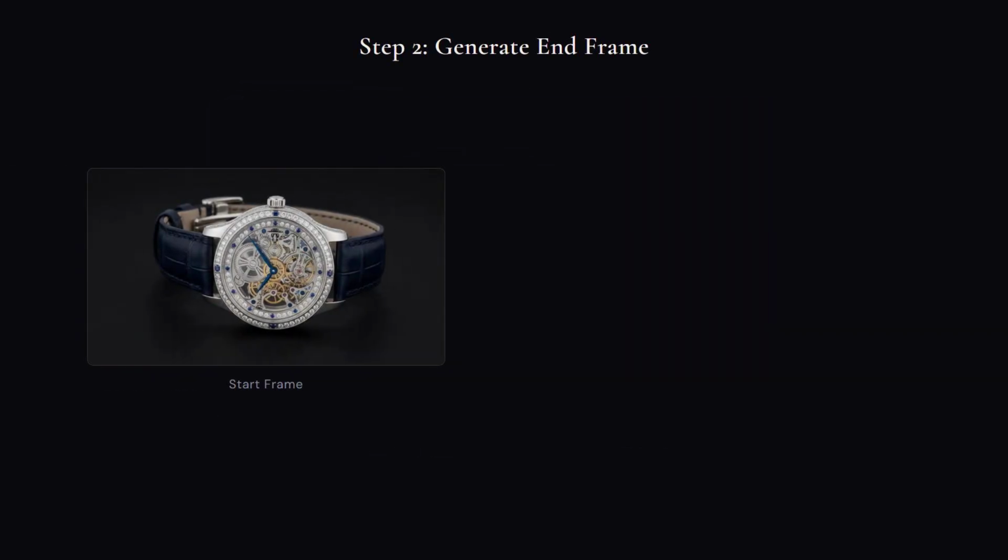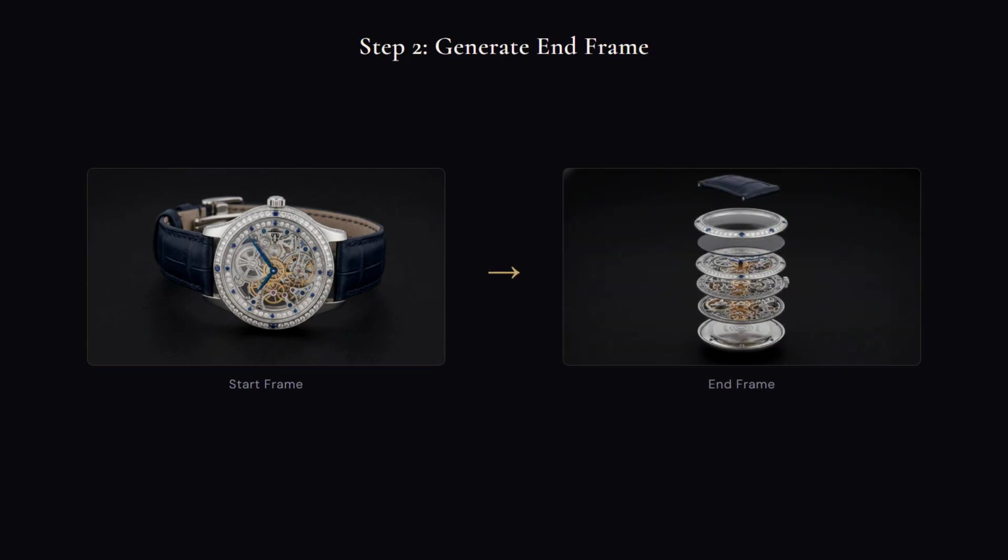Here's where it gets interesting. I went to KI and used a tool called Nano. It's an image generator. I uploaded my watch photo as a starting frame and asked it to generate an end frame. What came back was this. The same watch, but completely taken apart. Every layer separated and floating. The bezel, the crystal, the movement plates, the case back, all stacked vertically like an exploded diagram. I didn't design that. I didn't draw it. Nano figured out the structure of the watch and pulled it apart visually.